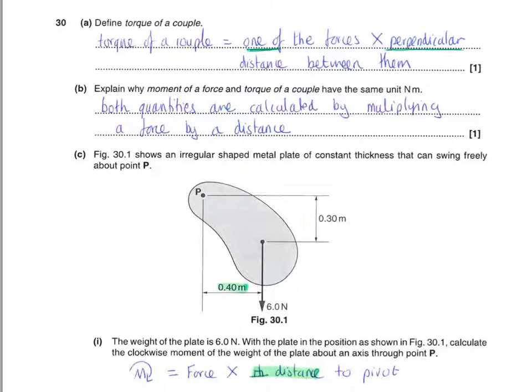Explain why moment of a force and torque both have the unit Newton meters. Quite simply, both quantities are calculated by multiplying a force by a distance. So we have newtons times meters.